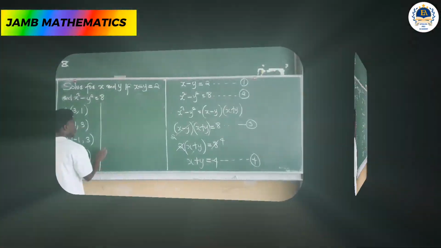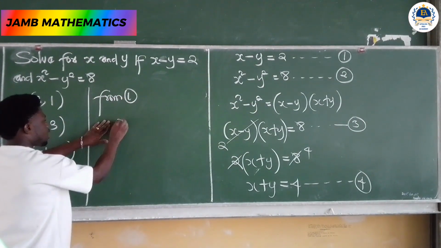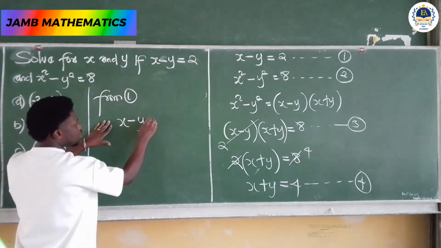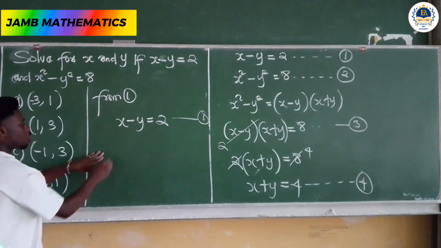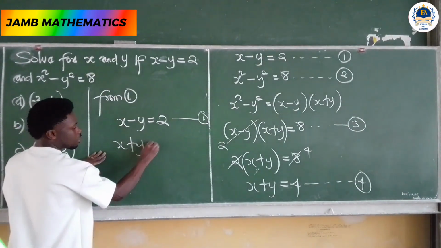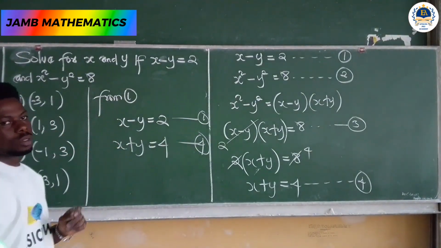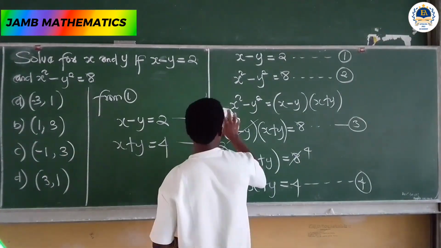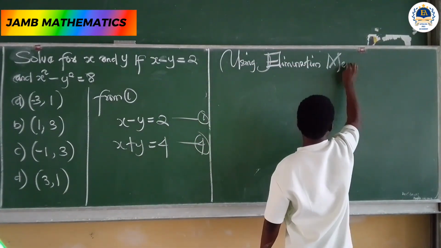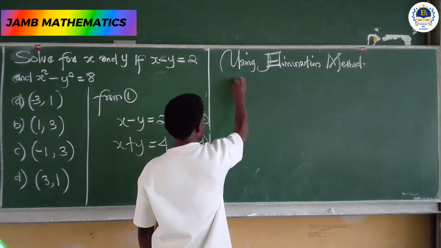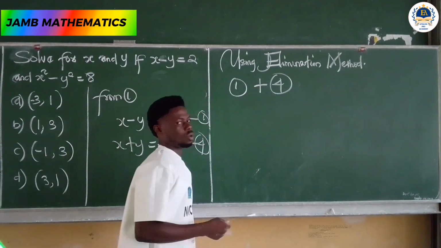From equation 1, we have x minus y is equal to 2. This is from 1. And from equation 4, we have x plus y is equal to 4. This is my equation 4. So you are going to solve equation 1 and 4 simultaneously. Equation 1 plus equation 4. We are adding 1 to equation 4.